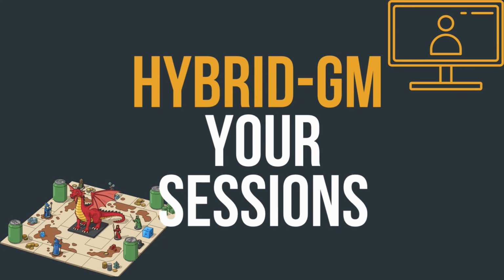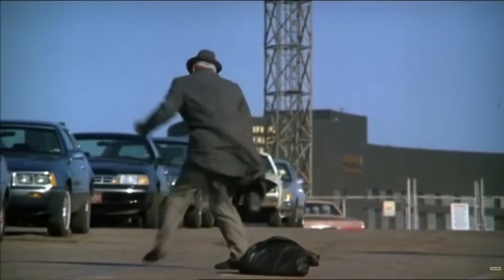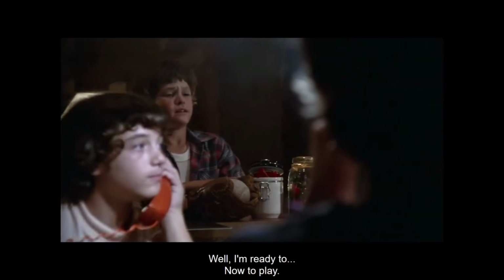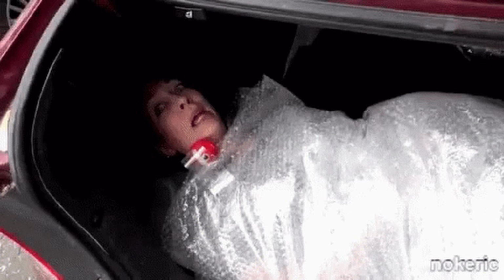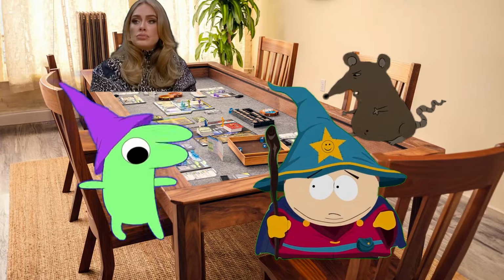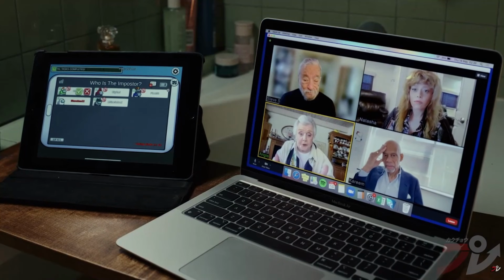But what if a missing player is a recurring problem? Maybe they regularly have to travel for work or stay at home with parenting duties, but they want to be part of the campaign. I mean, you can't keep abducting them. So what about hybrid play? Some players at the table, 1 or 2 joining remotely. It works surprisingly well, especially if you're running multiple sessions like this in a row.